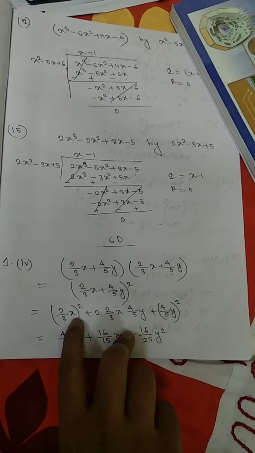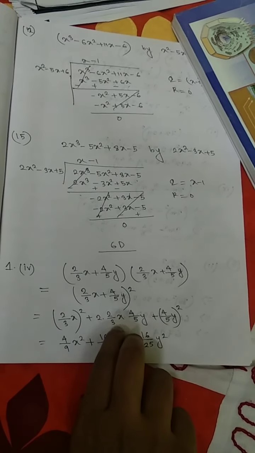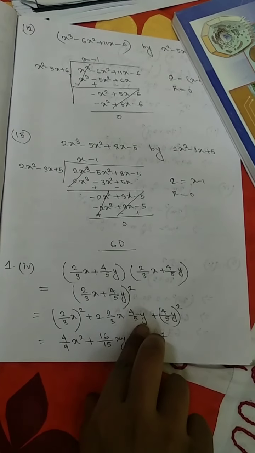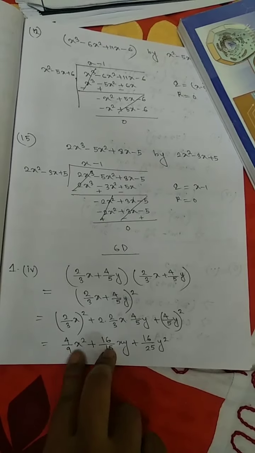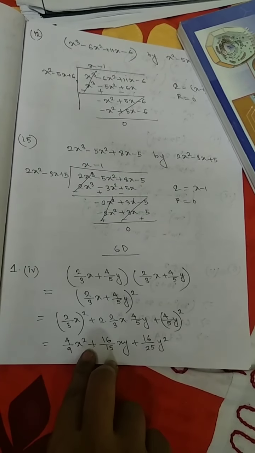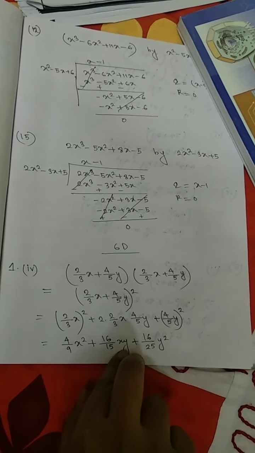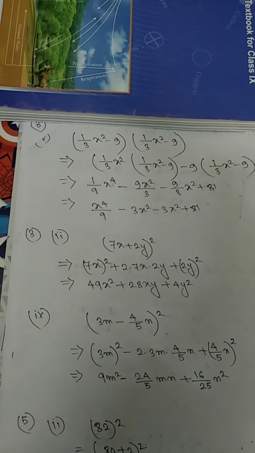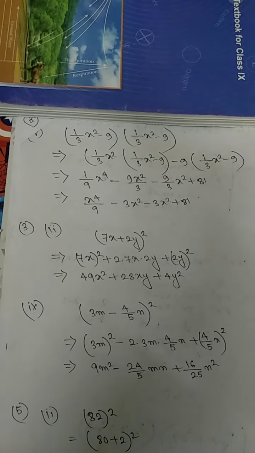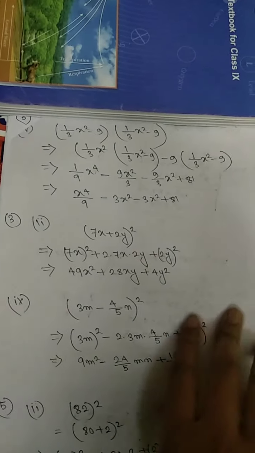So (2/3x) whole square plus 2 into 2/3x into 4/5y plus (4/5y) whole square. And the multiplication is 4/9 x square plus 16/15 xy plus 16/25 y square. You can find out the multiplications by the normal multiplication method also.